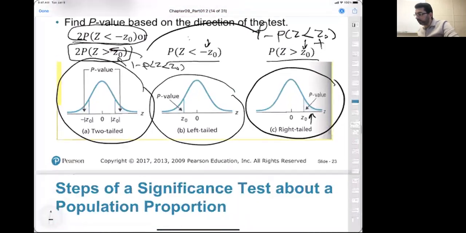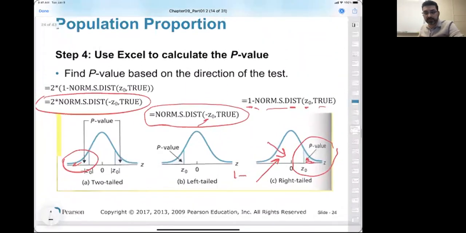Or you can use the normal distribution function in Excel, as you can see here.